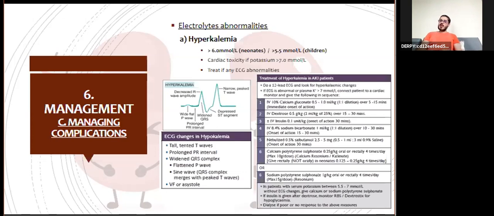So in other words, if we have hyperkalemia, we have tall beaked T wave. If we have hypokalemia, we have flat T wave. If we have hypercalcemia, we have flat T wave. If we have hypocalcemia, we have tall beaked T wave. Okay? Carry on.